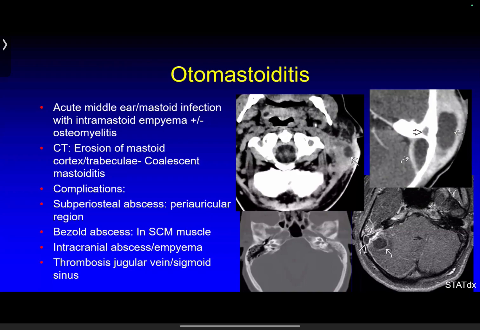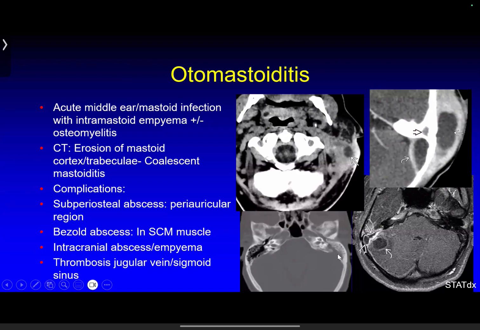Otomastoiditis can get complicated and present in the ER. Intramastoid empyemas can happen with or without osteomyelitis. On CT, look out for erosion of the mastoid cortex or trabeculae, or something called coalescent mastoiditis, as you can see in this patient, where you have this coalescence of mastoid air cells and bony erosion along the medial margin.